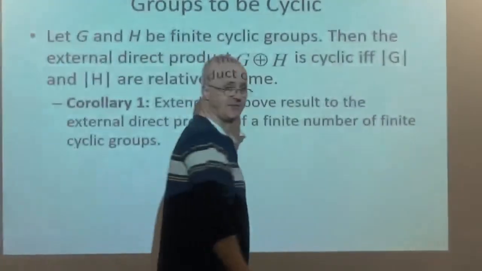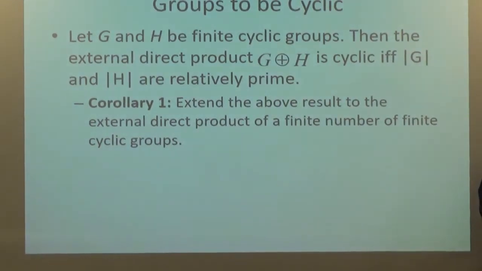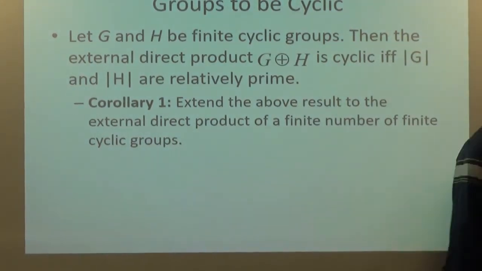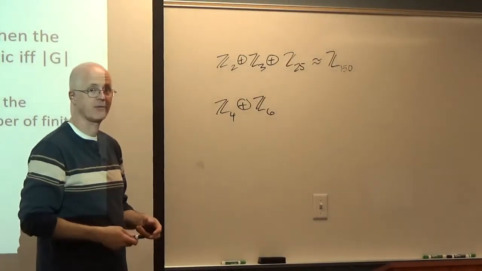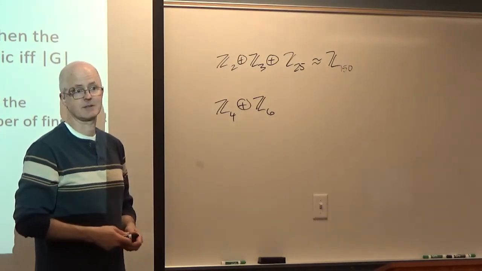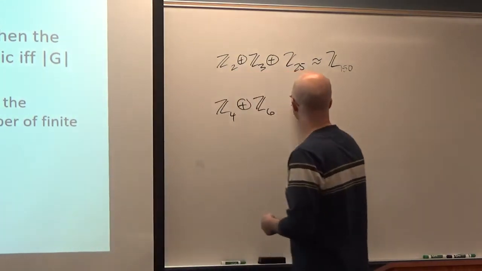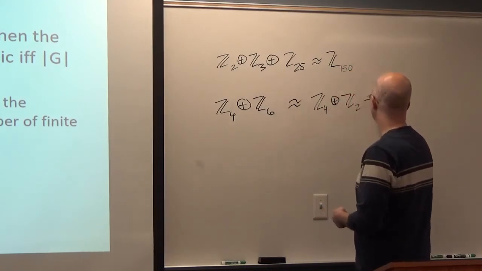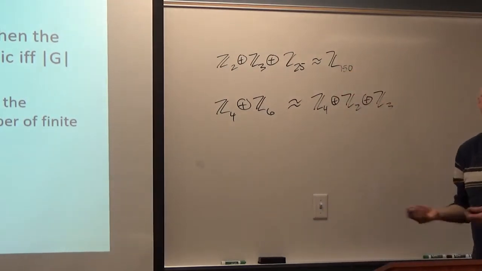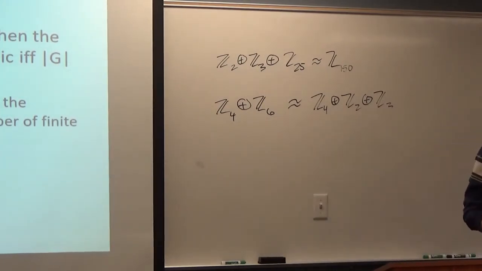That's a cyclic group of order 150. But this is an if and only if. Anytime the groups in the external direct product have orders that are not relatively prime, like 4 and 6, this is not going to be cyclic. You could break up the Z6 into a Z2 external direct product with Z3. You could say it's isomorphic to this, if you wanted to. But it's probably best to have the external direct product with the fewest number of factors anyway. But it's not cyclic.